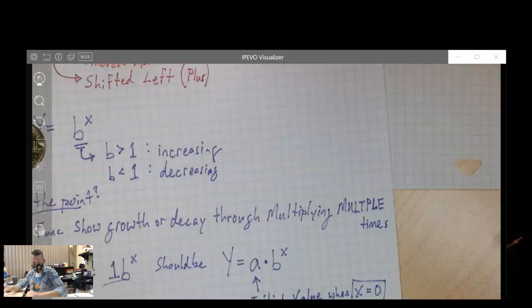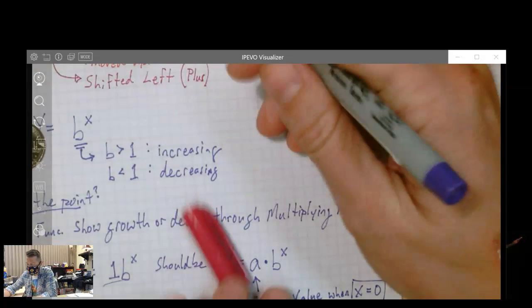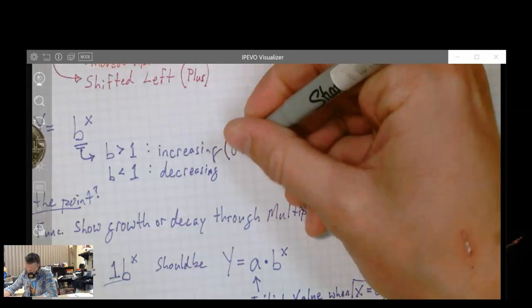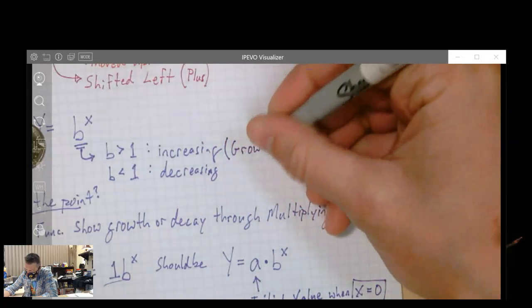By the way, this increasing, if you want to go back and write this on your notes, we actually call that growth, and decreasing we actually call decay, right? So this is actually growth.